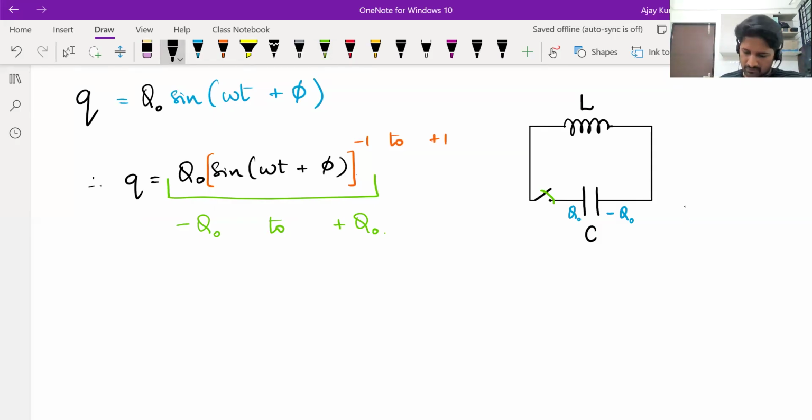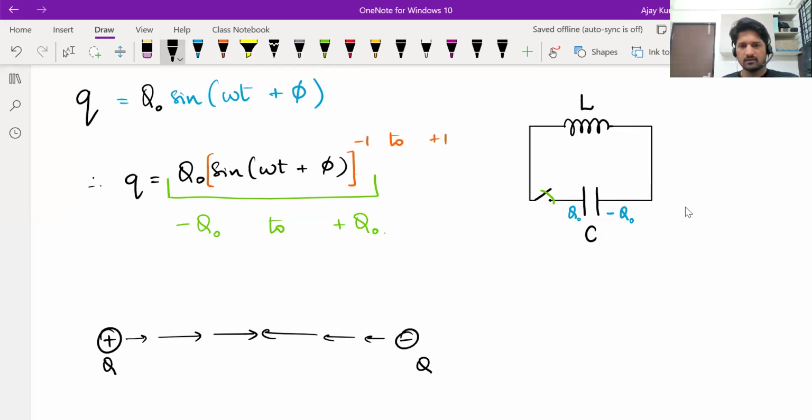You can think of it this way. Let's say there's a plus Q here and there's a minus Q here. You leave them, you know they'll combine. But as they come close to each other, their speeds will increase. They'll have inertia. So you have to imagine it like this. When they come close to each other, they have a lot of speed. They cross over and go to the other side. If you visualize it like that, then you'll be able to understand LC oscillation better.